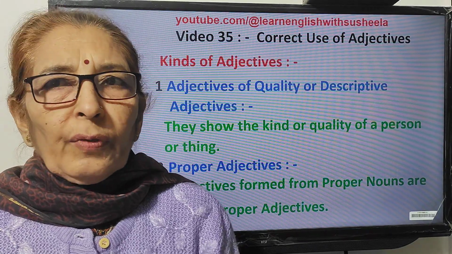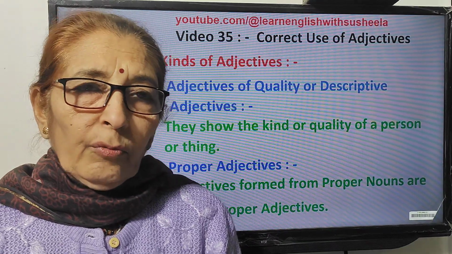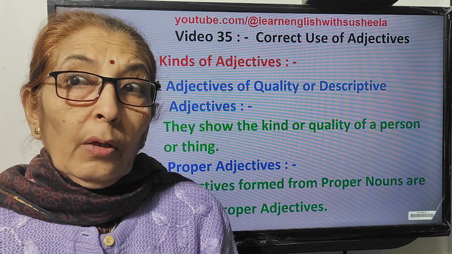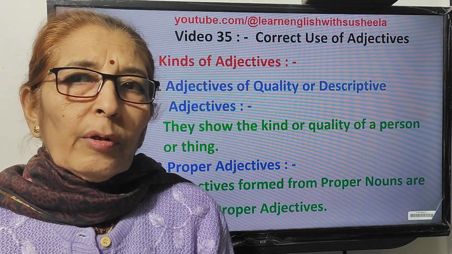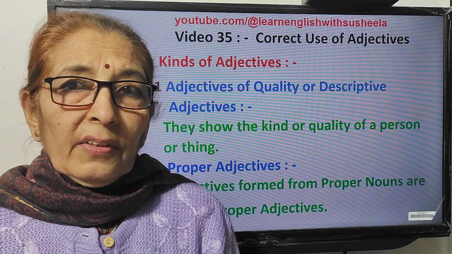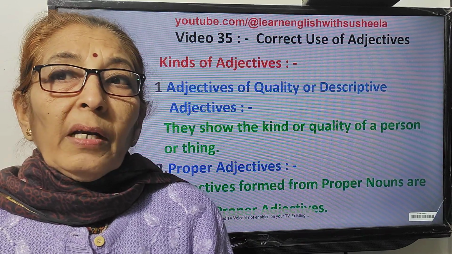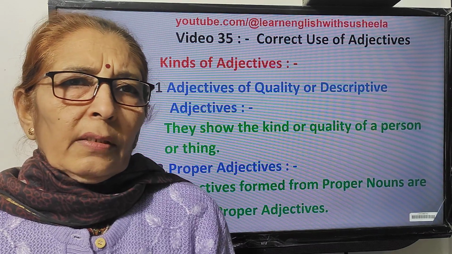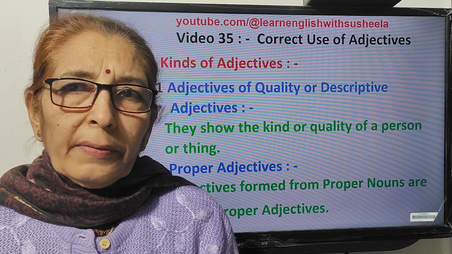Now, kinds of adjectives. At first is adjectives of quality, which we call descriptive adjectives also. Now, what they do, they show the kind or quality of a person or thing, just as she is an honest lady or he is a brilliant student. Or thing also we can use, saying that these mangoes are good.